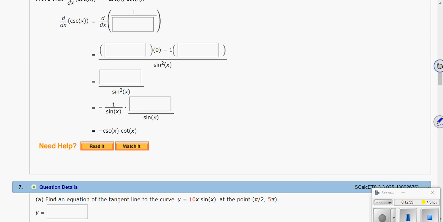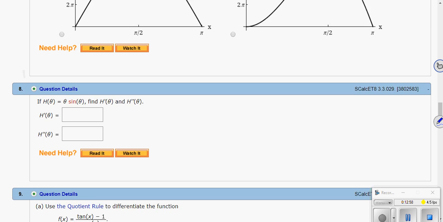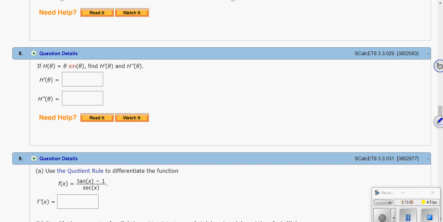The 6 kind of baby steps you through. 7's got to watch it. 8's got to watch it too. But okay, let's look at 8. We're also going to do 9, but I'm going to need some room. So we just have to find h prime and h double prime, so first derivative and second derivative. Actually, I'm not so sure I need to do that.